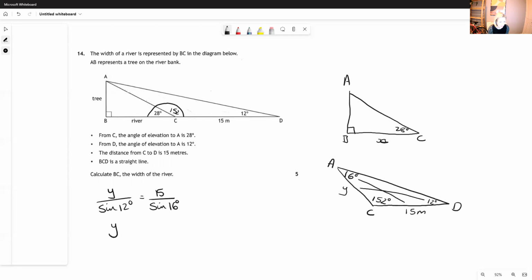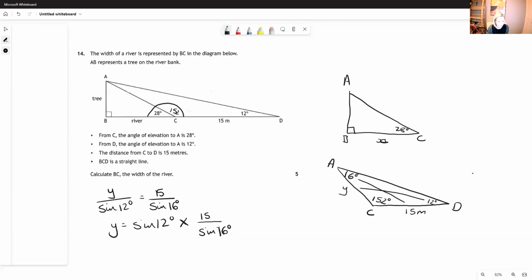So then to get Y on its own, I multiply both sides by sine 12. So Y equals sine 12 times 15 over sine 16.